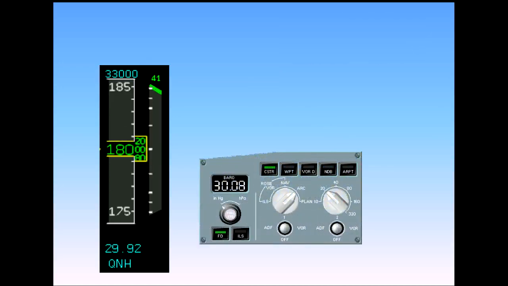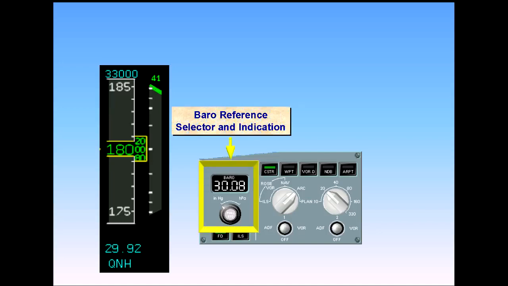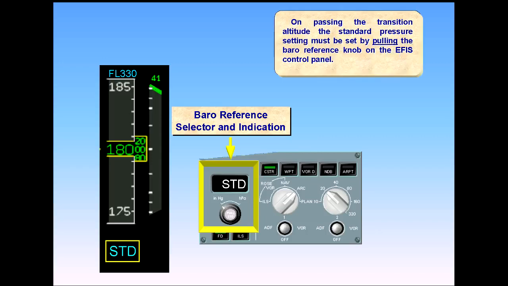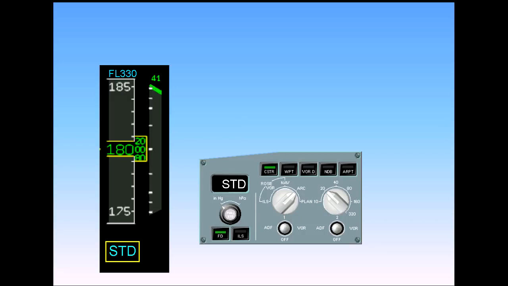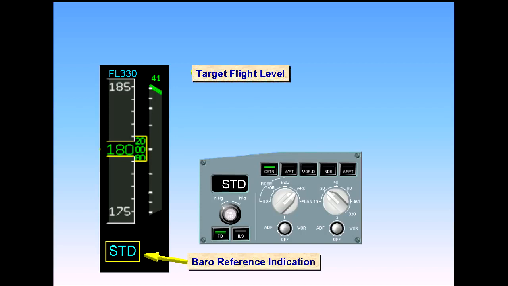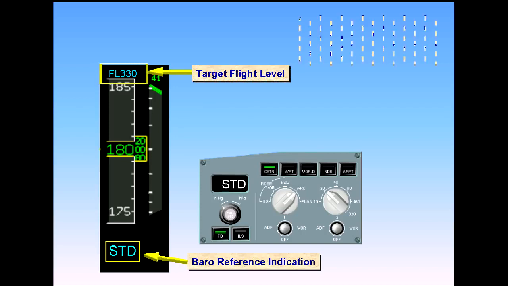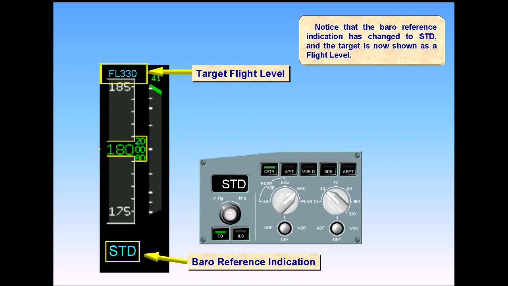On passing the transition altitude, the standard pressure setting must be set by pulling the baro reference knob on the EFIS control panel. Notice that the baro reference indication has changed to STD, and the target is now shown as a flight level. The aircraft is now cruising at flight level 370.